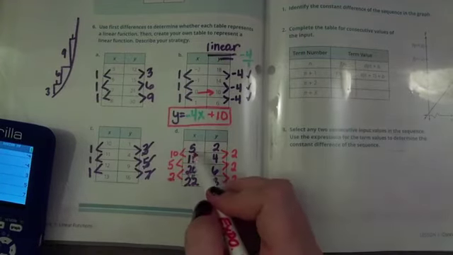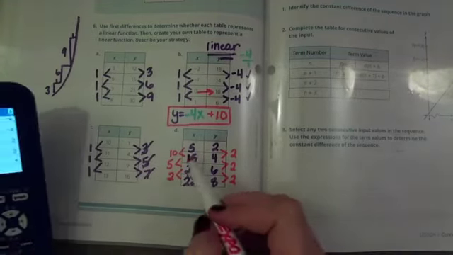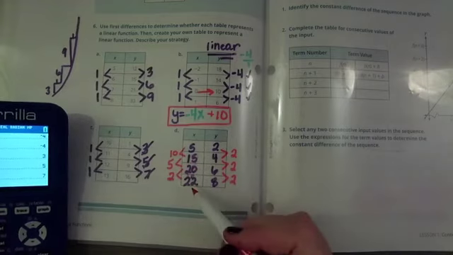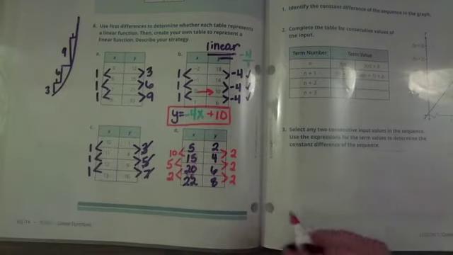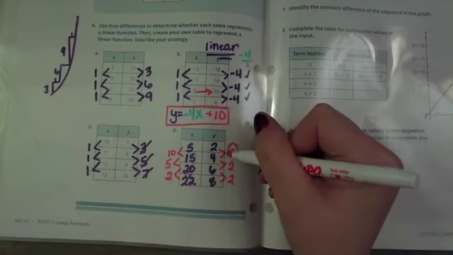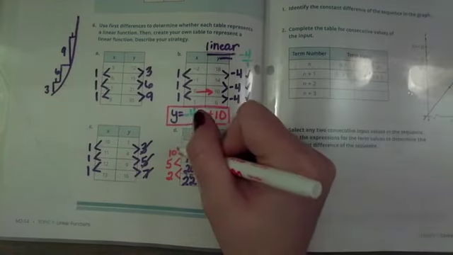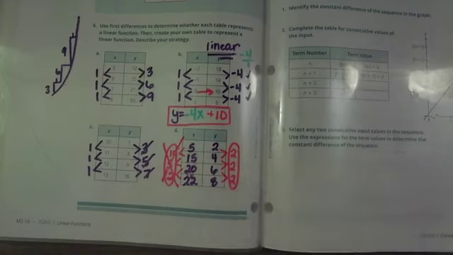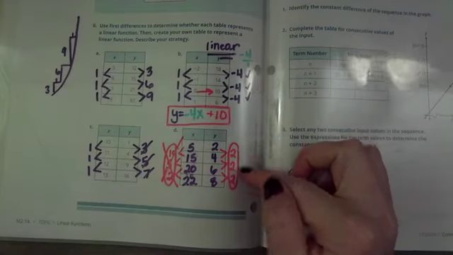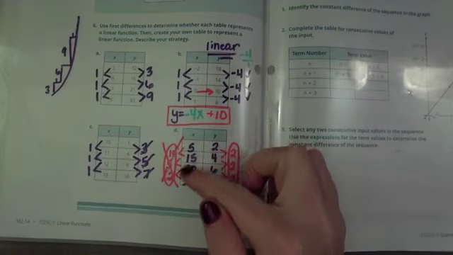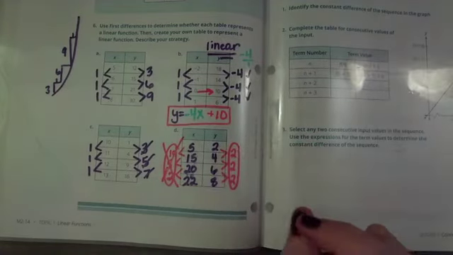You could subtract if you wanted. 15 minus 5 is 10. 20 minus 15 is 5. 22 minus 20 is 2. So these look the same, but remember, those are not the same. So I know I just threw an example in there, but I was just wanting to show you sometimes it'll look like they're the same, but they're really not because the x values aren't going up by the same.